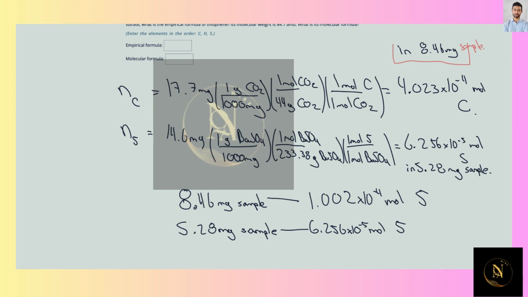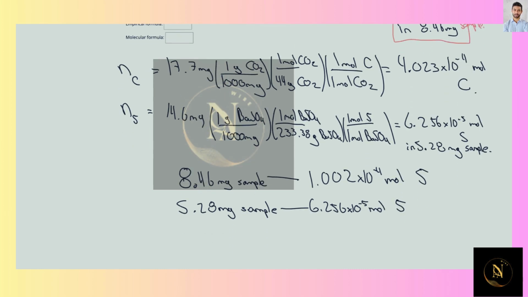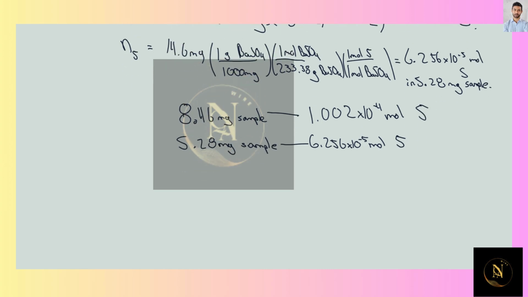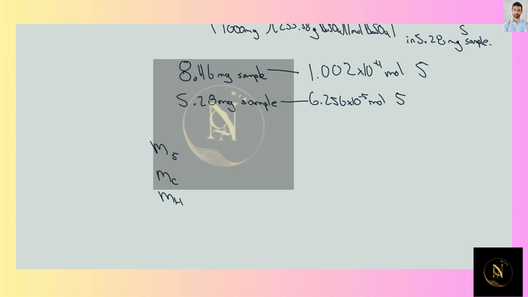So over here we already have a relationship between the amount of carbon and the amount of sulfur. And now the only thing that we want to know is how much of that would correspond to hydrogen. So in order to do that, we need the mass corresponding to the sulfur, the mass of the carbon, and what would be the mass of the hydrogen in order to generate the total amount. Remember that the total amount of sample is going to be 8.46 milligrams.